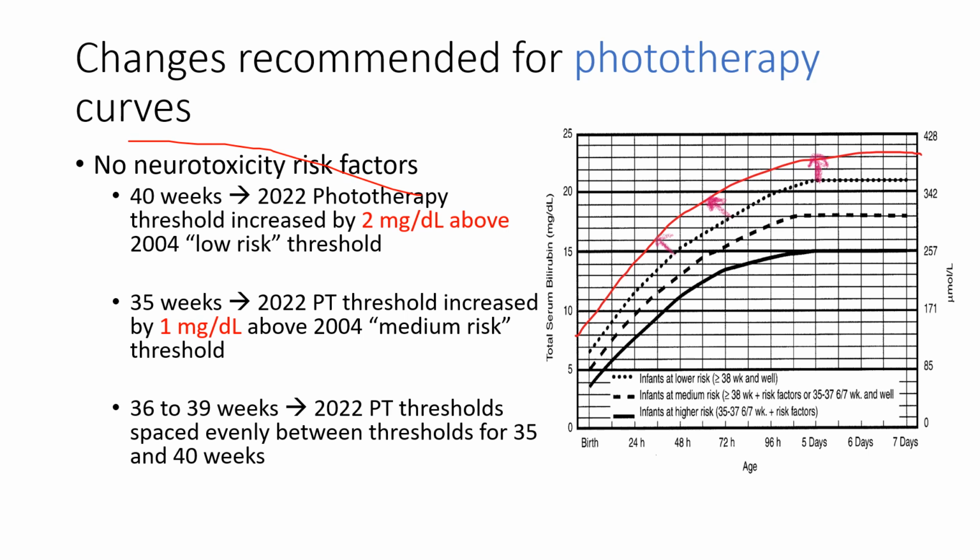For those with no neurological risk factor, for the full-term baby infant, they move the curve, the low risk, the full term, 40 weeks. So we know that if the baby is above this line, we start phototherapy for full term. They said no, we will move it 2 milligram per deciliter above the 2004 low risk threshold. So they move the low risk zone 2 milligram per deciliter higher. We used to start phototherapy here, now you have to go 2 milligram per deciliter higher than the old line. If you have a preterm baby, 35 weeks, in the new guidelines they move it only by 1 milligram per deciliter above the old 2004 guidelines.